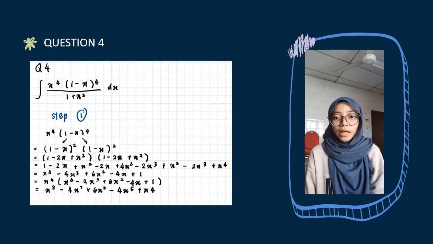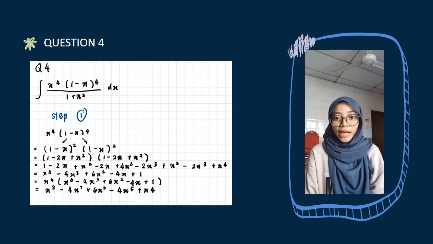Then we expand x minus x squared, and we will find 1 minus 2x plus x squared. Then we expand again 1 minus 2x plus x squared. We will find 1 minus 2x plus x squared minus 2x plus 4x to the power of 2 minus 2x to the power of 3 plus x to the power of 4.